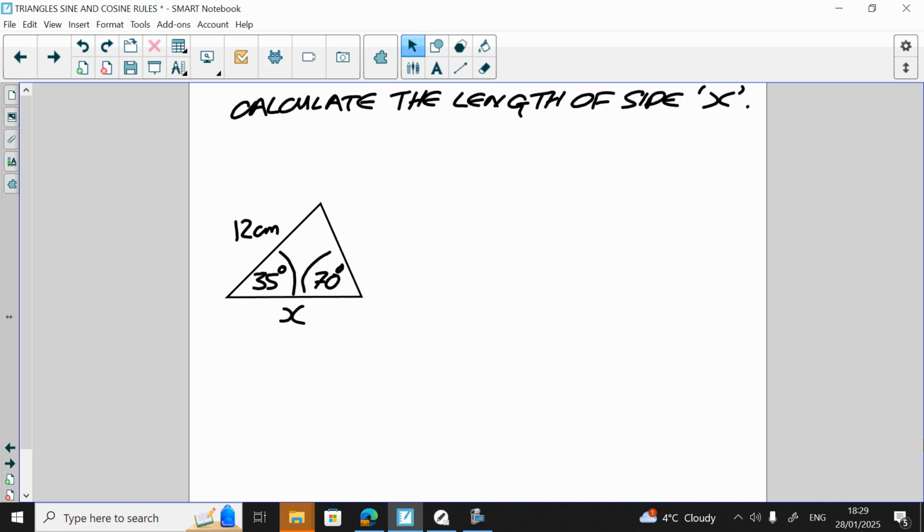So let's go for another one. Let's calculate the length of side x. Right, so it's definitely sine rule because there's two sides involved. One we're looking for, one we have, and there's two angles involved. So 2 and 2 means it's sine rule.